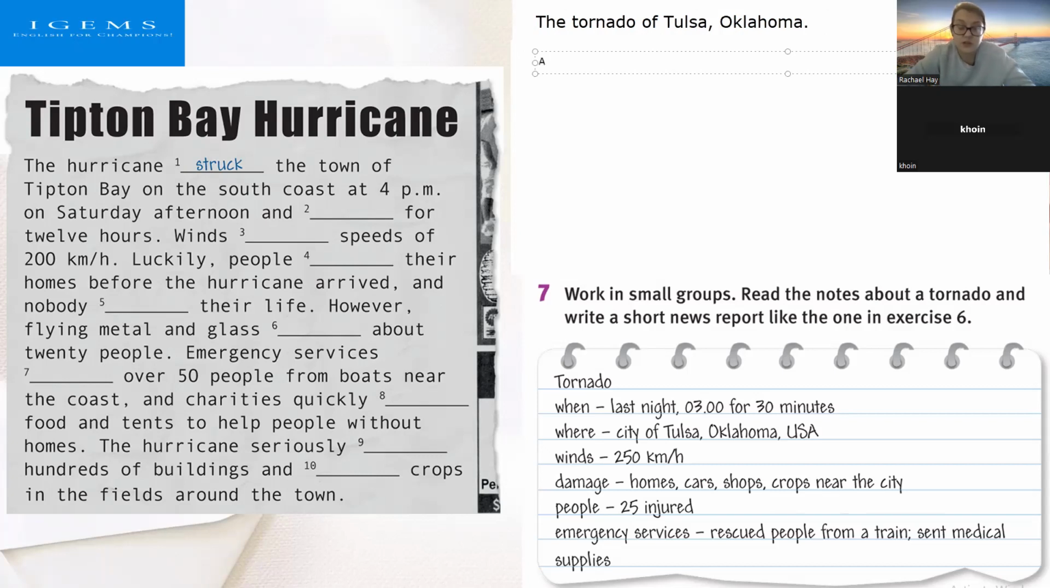Okay, so you first have to start with what it is. So a tornado hit the town or hit the city of Tulsa, Oklahoma.